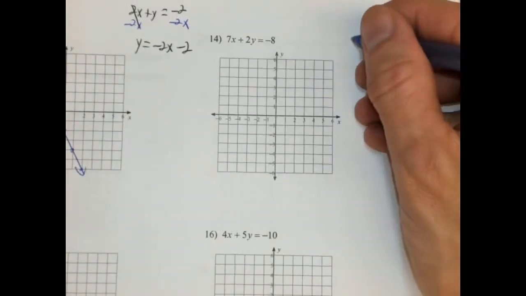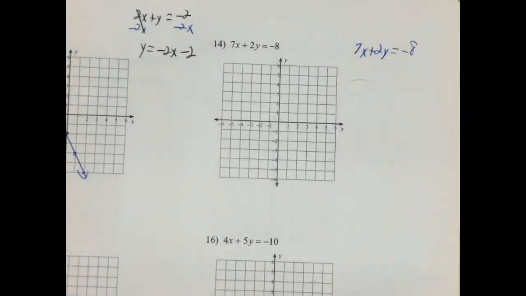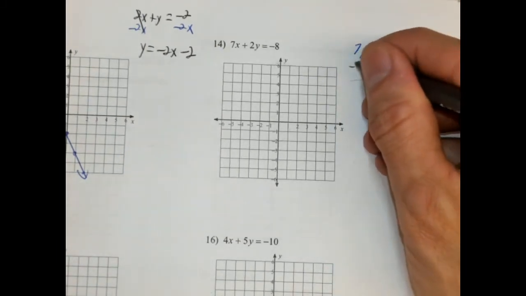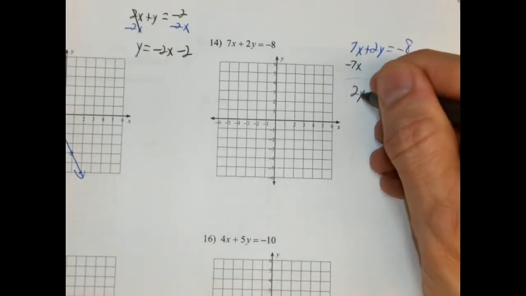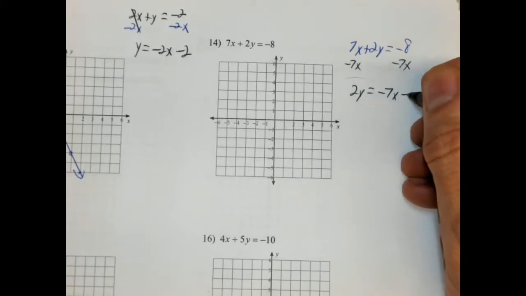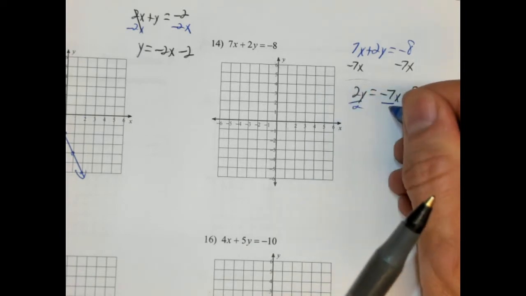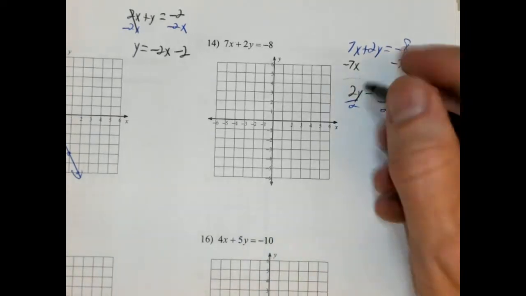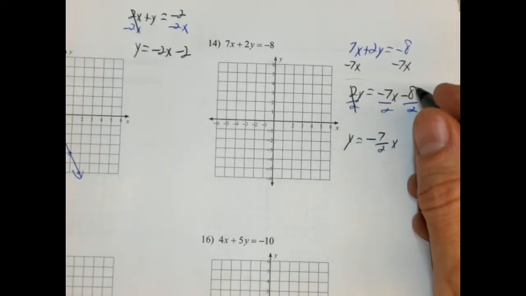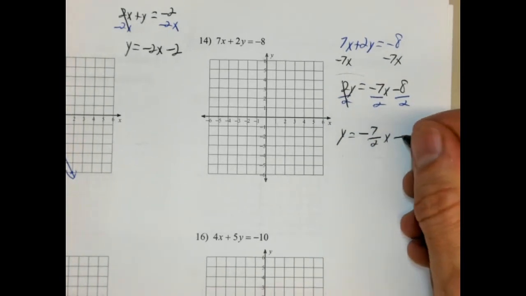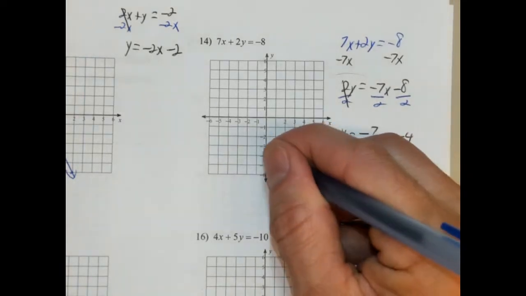So we have 7x plus 2y equals negative 8. Oops, used the wrong color, that's okay. We're going to get y by itself, so we're going to subtract 7x from both sides. So 2y equals negative 7x minus 8. We're going to divide both sides by our coefficient, which is 2. There's the bell. Y equals negative 7 over 2 x. And then negative 8 divided by 2 is negative 4. So that's going to be our y-intercept. So our y-intercept is negative 4.